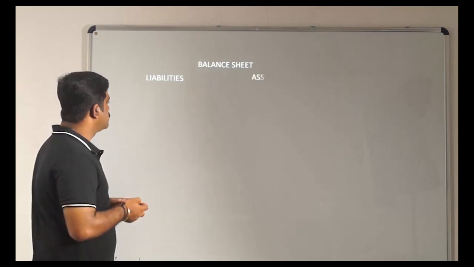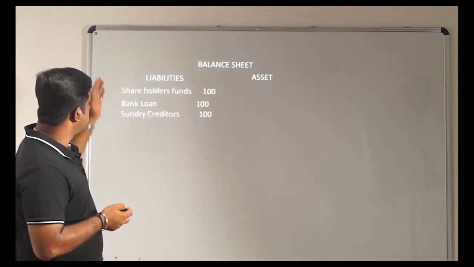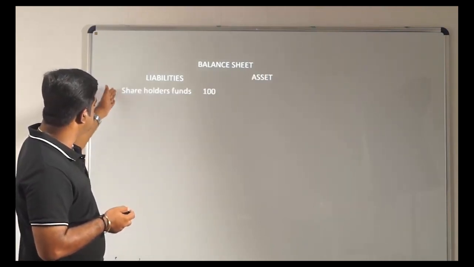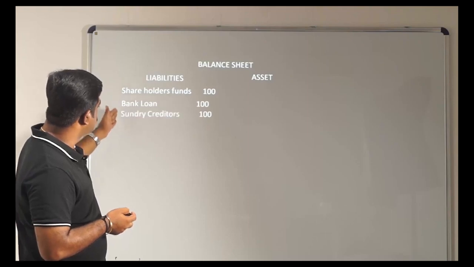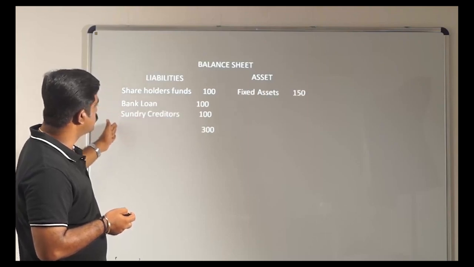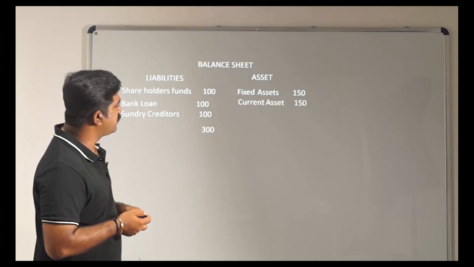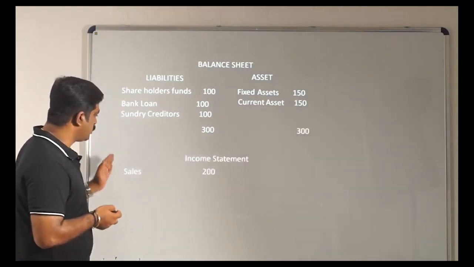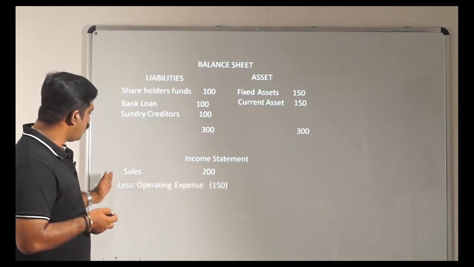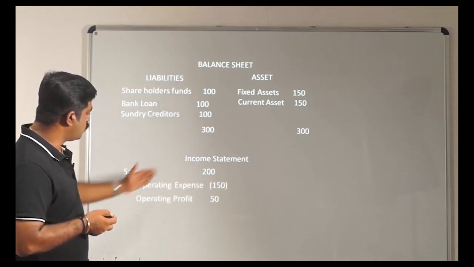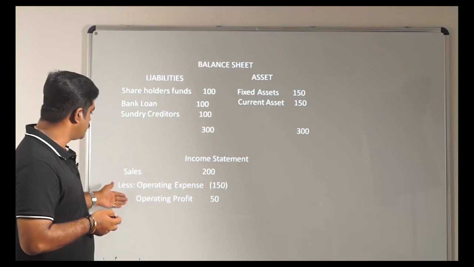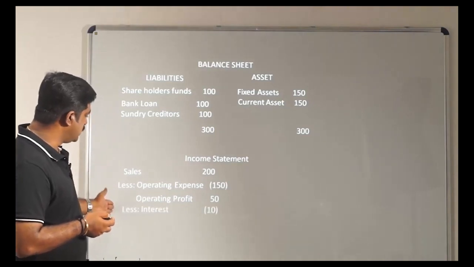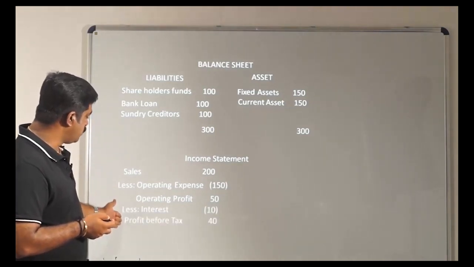So let's have a look at this. There's a balance sheet: liability, shareholder funds are 100, bank loan 100, sundry creditors 100, so the total is 300. Fixed assets are 150, current assets are 150, total is 300. There's an income statement where you can see sales 200, operating expenses 150, so operating profit, 200 minus 150, is 50. Then you can see interest of 10, PBT of 40.